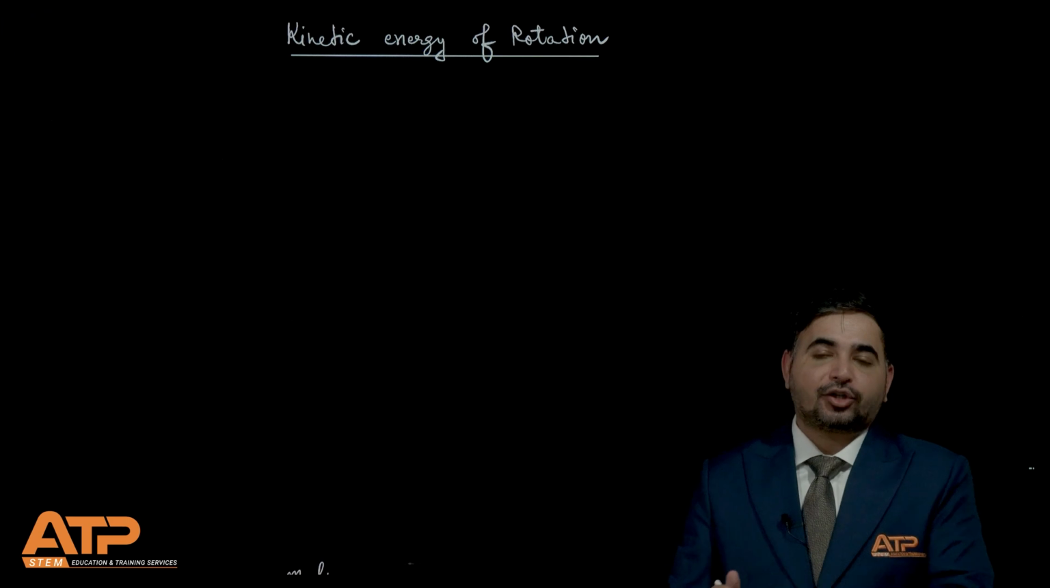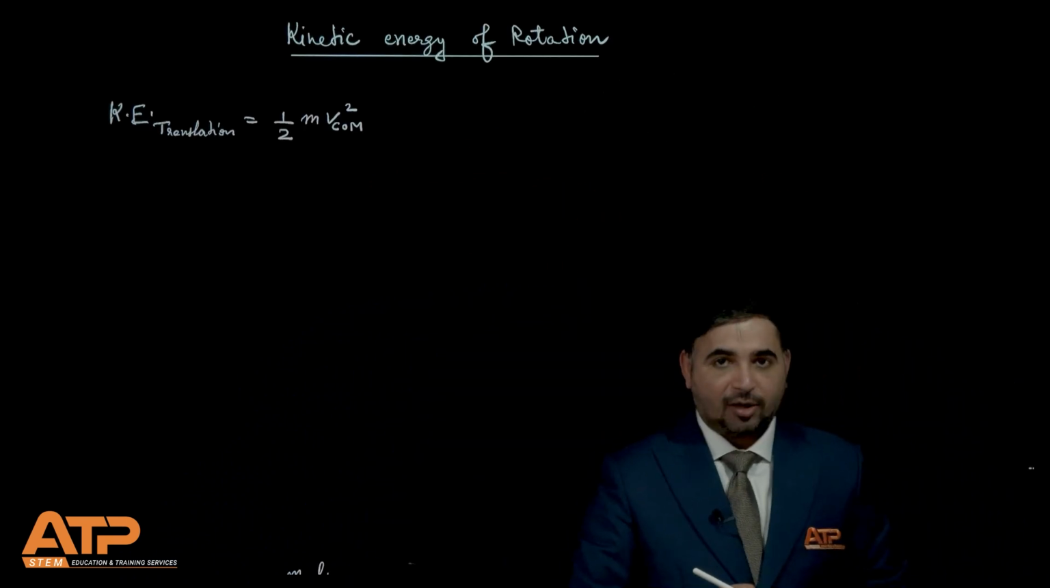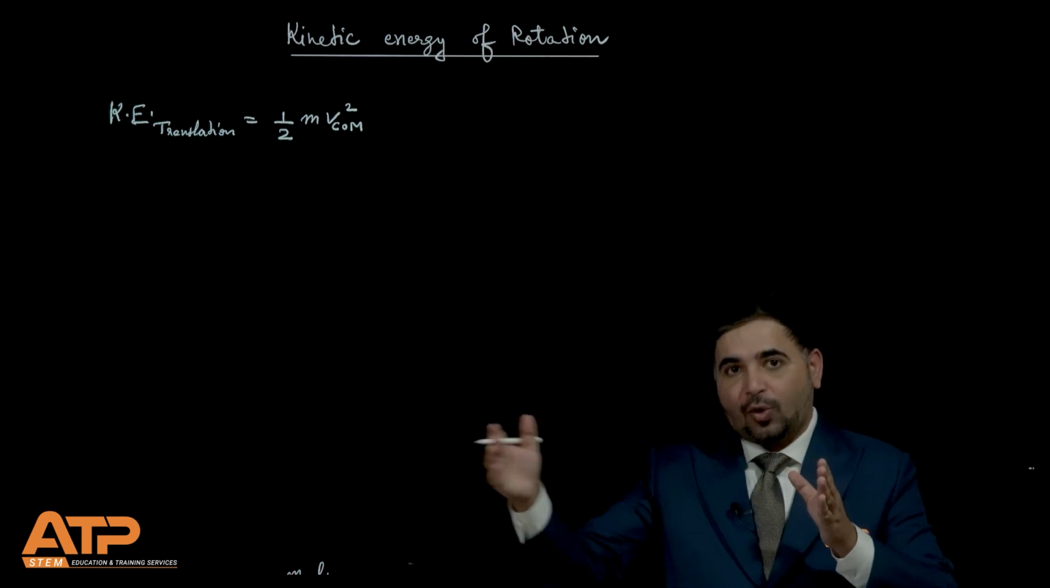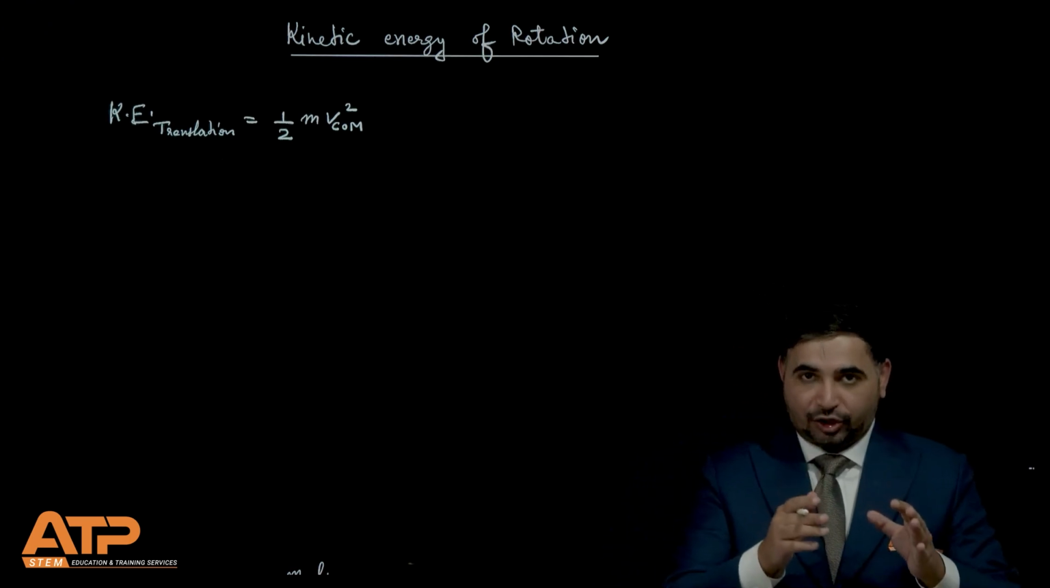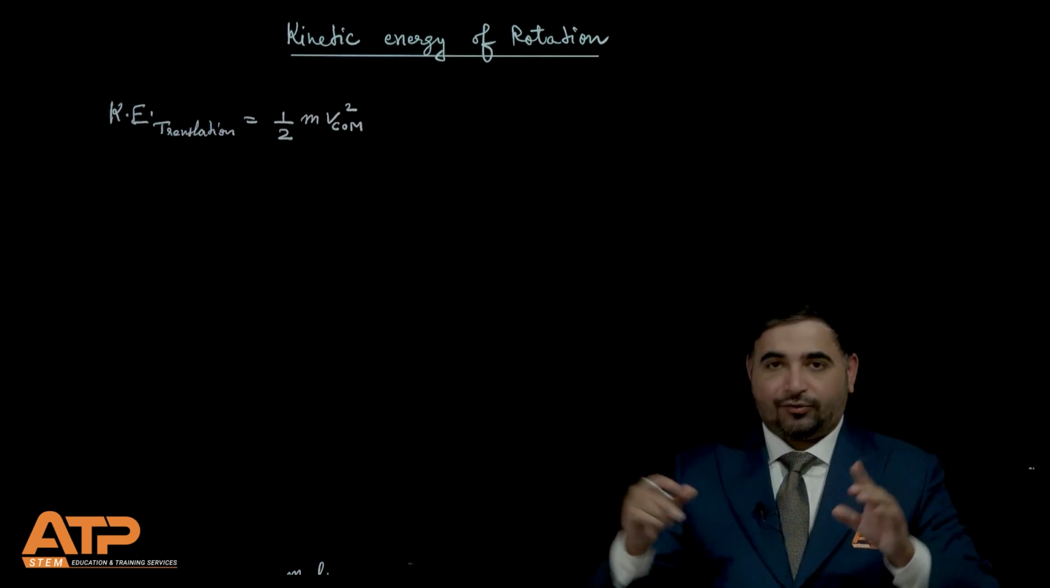Next concept, kinetic energy of rotation. When it comes to kinetic energy of an object, the kinetic energy depends upon two things. How is the center of mass moving and how is the object rotating? If both of these things happen together, we need to find the kinetic energy of both of these things and add them up. Imagine a situation in which an object is rotating as well as moving forward, right? So kinetic energy of translation is going to be half m V_COM squared, where V_COM is the speed of center of mass. This is your kinetic energy, which is due to the motion of center of mass.